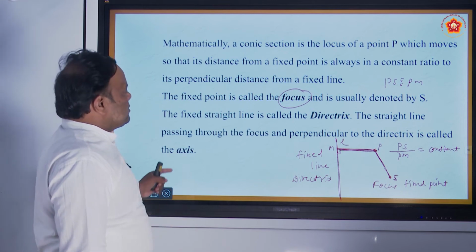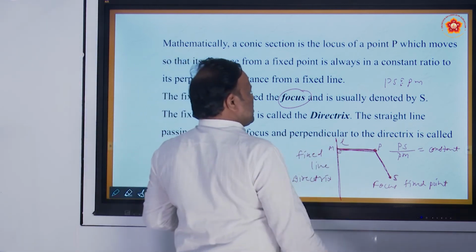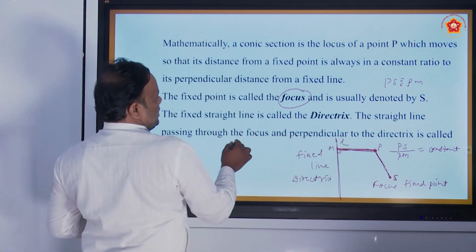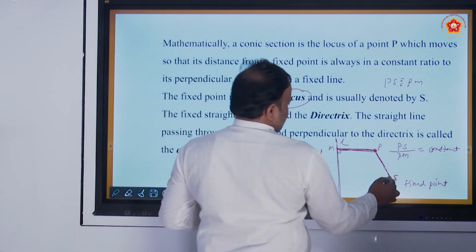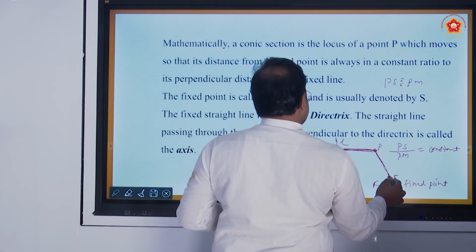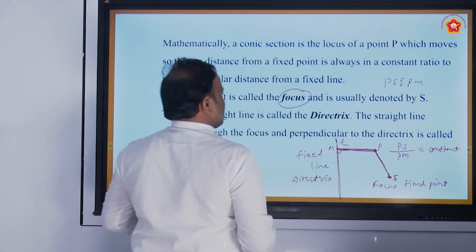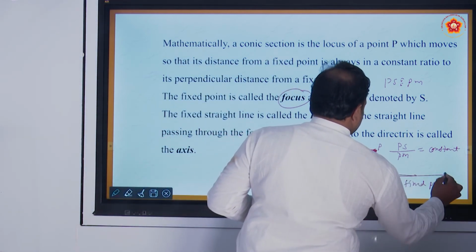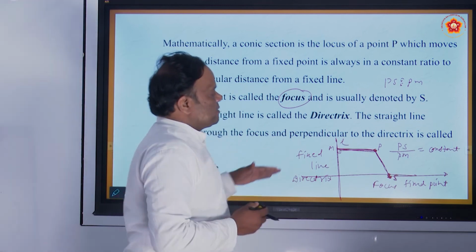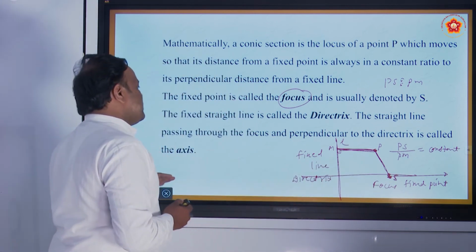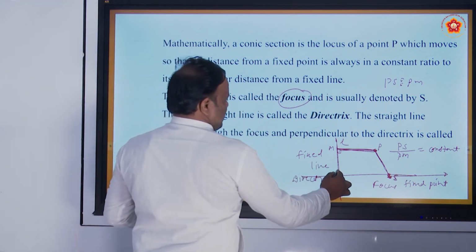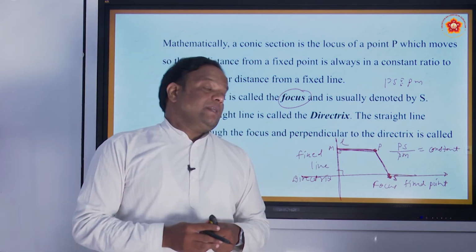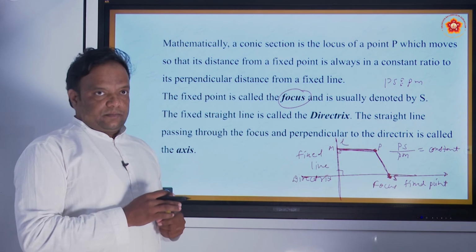The straight line passing through the focus and perpendicular to the directrix is called the axis. You know the focus, this is the focus. I draw one line here passing through the focus. This line is perpendicular to the directrix. This line is called the axis of the parabola, the axis of the conic.